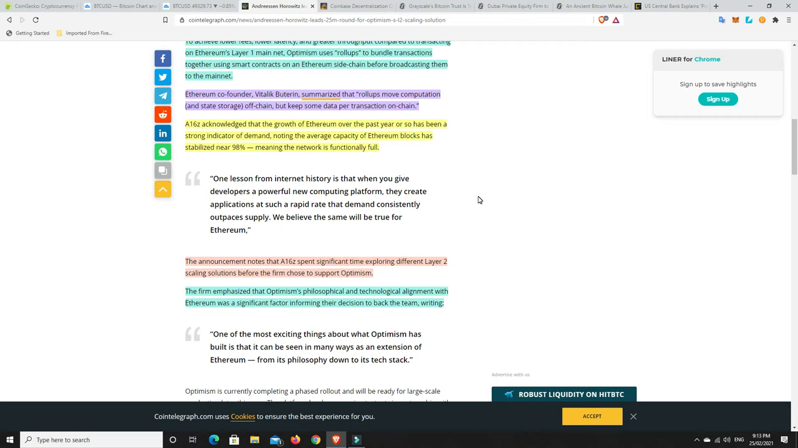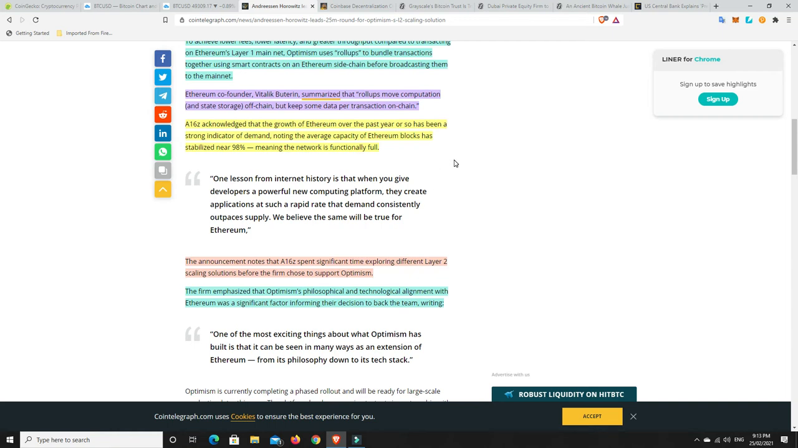Horowitz acknowledged that the growth of Ethereum over the past year or so has been a strong indicator of demand, absolutely, noting the average capacity of Ethereum blocks has stabilized near 98%, meaning the network is functionally full. Completely agree with this. People still want to use it, but it really is just kind of the rich folk who can use it at the moment.